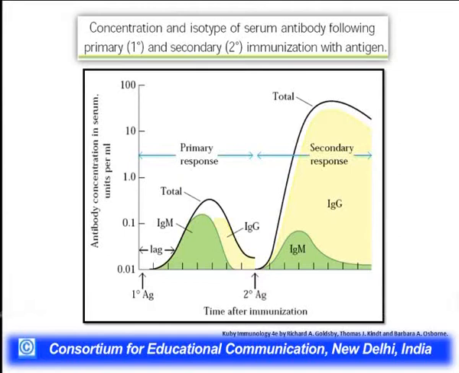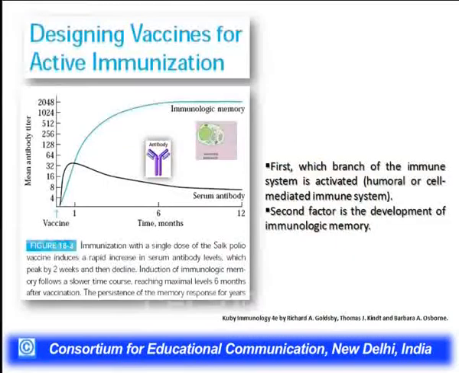Now, the primary and the secondary responses play a very important role in the designing of the immune response. So this is an immunization with a single dose of the polio vaccine, which induces a rapid increase in the serum antibodies initially. Subsequently, the serum antibody level decreases, but what remains are the immunologic memory cells.